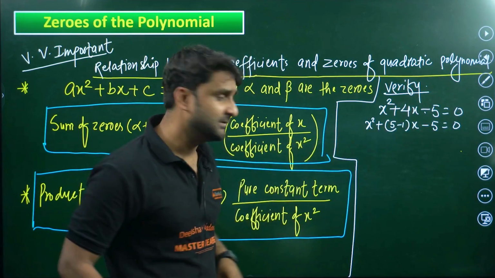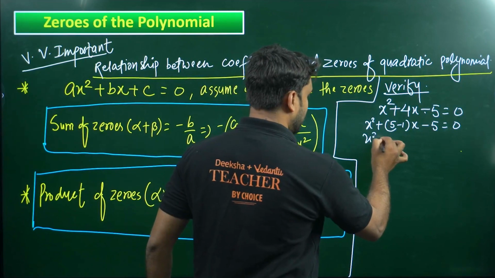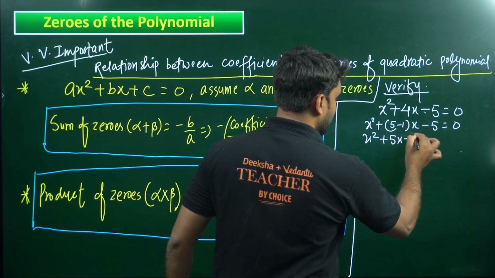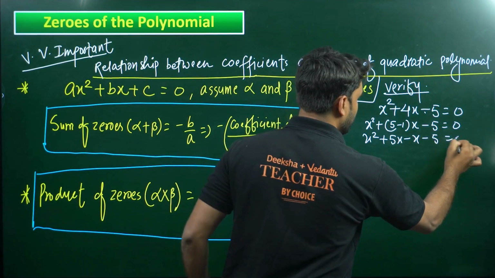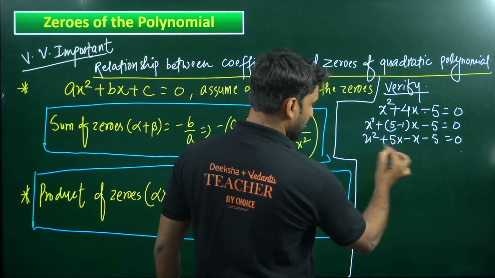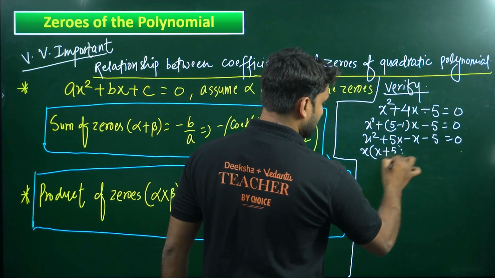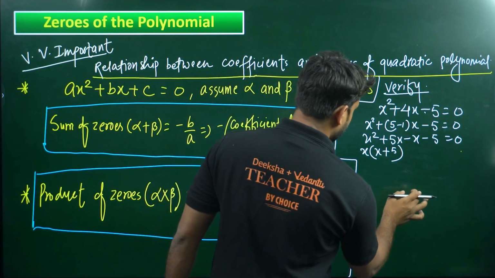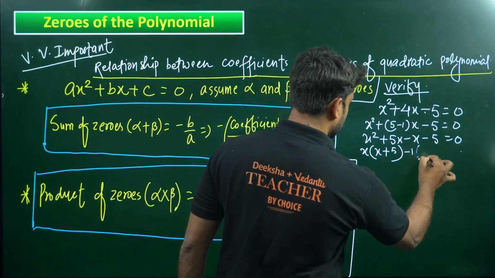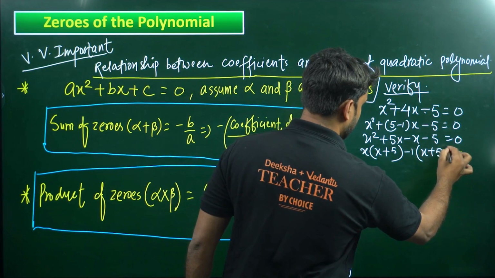whether this bracket will be written in positive or negative. This sign decides. Okay, so this is x square plus 5x minus x minus 5 is equal to 0. Can we take x common here? So x can be taken as common. So x plus 5, and we are taking minus 1 from the other terms. So this is (x plus 5)(x minus 1) is equal to 0.